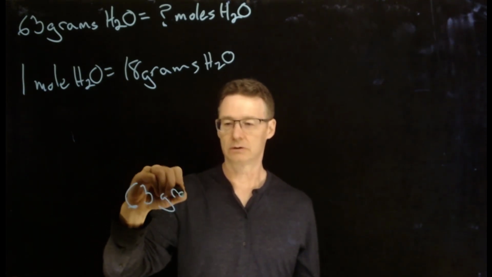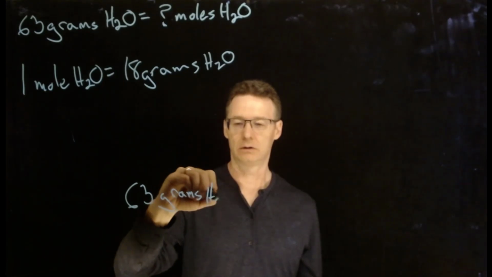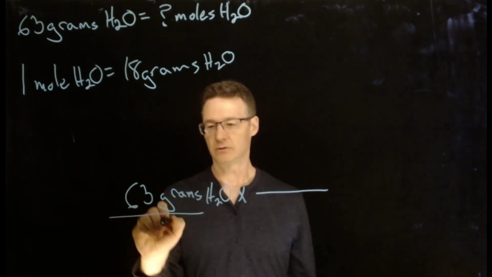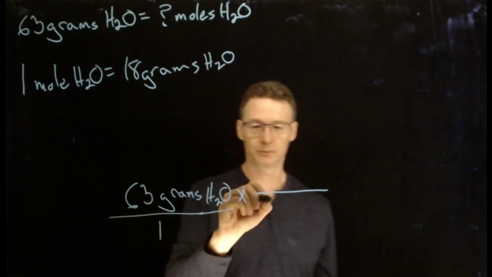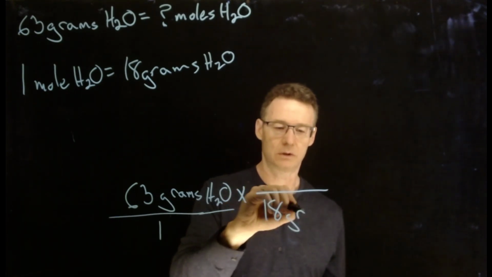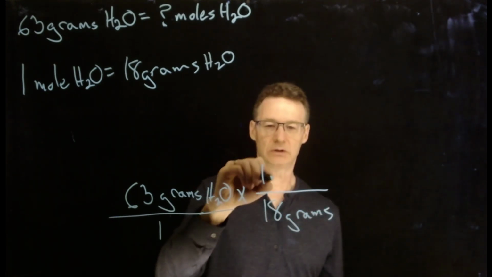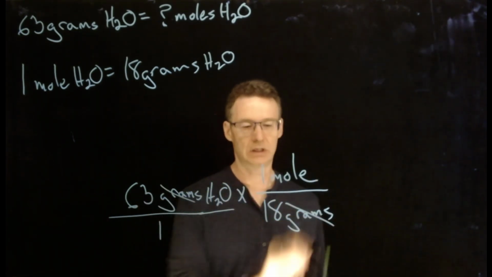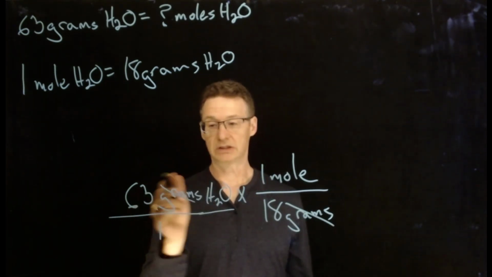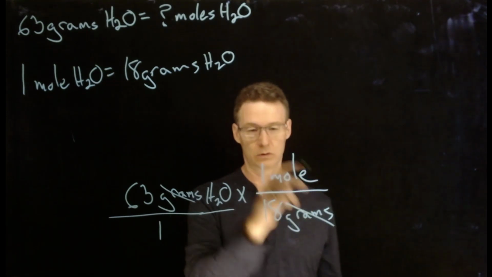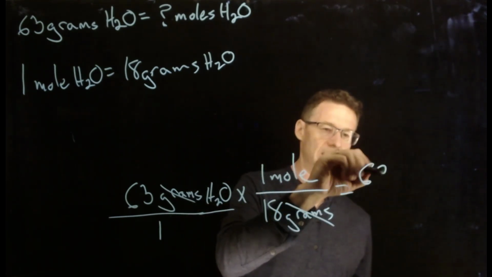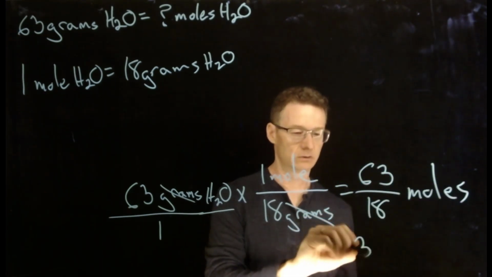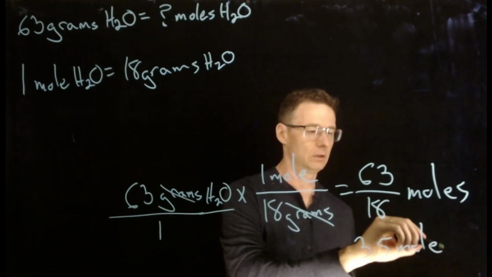63 grams of water times a conversion factor. Well, I'm starting with grams, and if you want to put that over 1, you can. Grams on the top, so I want grams on the bottom, and we said that 18 grams equals 1 mole. Now I've got the grams on the top and the grams on the bottom. They cancel out. What I'm left with is 63 times 1 mole over 18. So I have 63 over 18 moles, which simplifies to 3.5 moles of water.